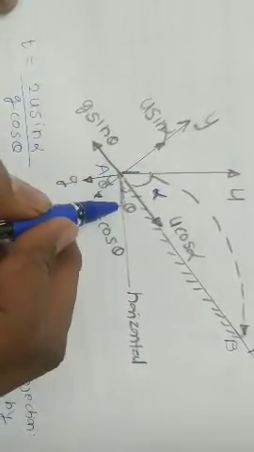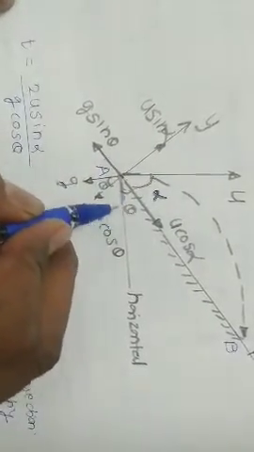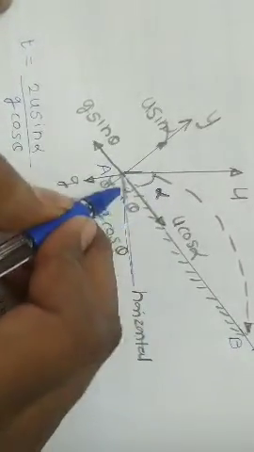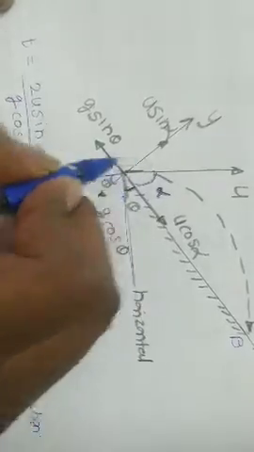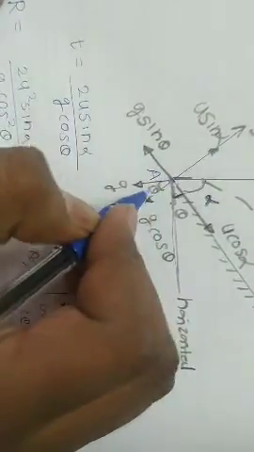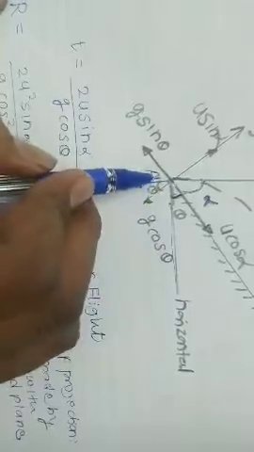Let theta be the angle of the inclined plane with the horizontal. Theta is the angle made by the inclined plane with the horizontal. Now selecting x along the plane and y-axis perpendicular to the plane, there are two components of velocity.